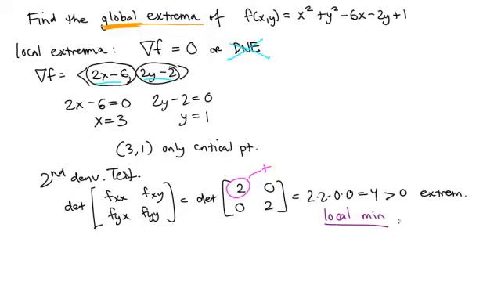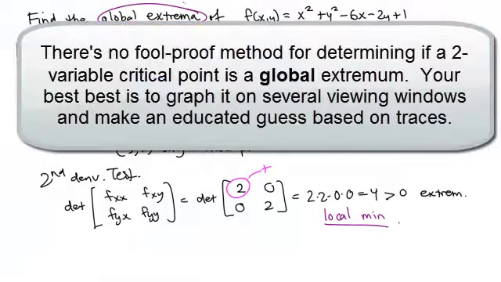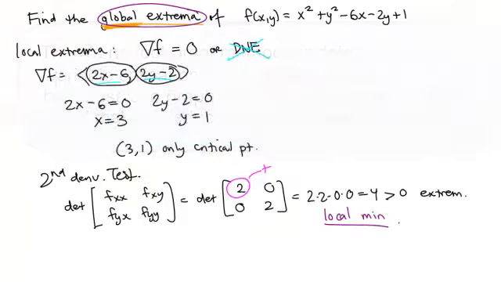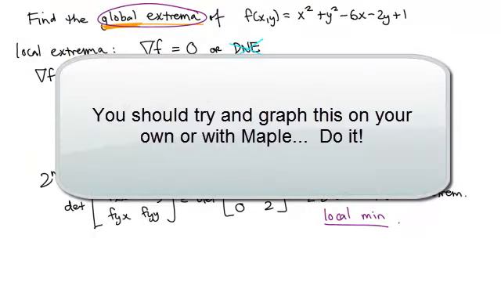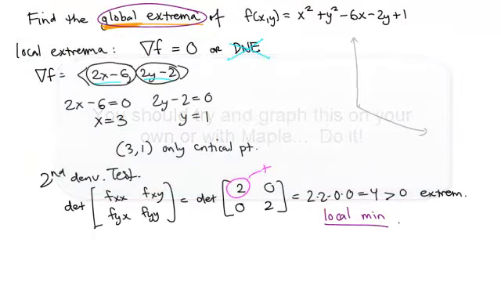Now, all of that information is great, except it still doesn't tell me whether or not this is a global minimum. Is this the lowest point that we could attain right here? Unfortunately, there's no fast and dirty way of detecting whether or not something is a global extremum. The best thing that we can do is graph something like this using our graphing techniques, or having Maple go and do it. So let's go and take a look at what a graph might be.